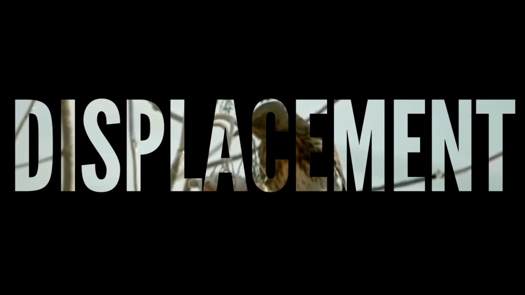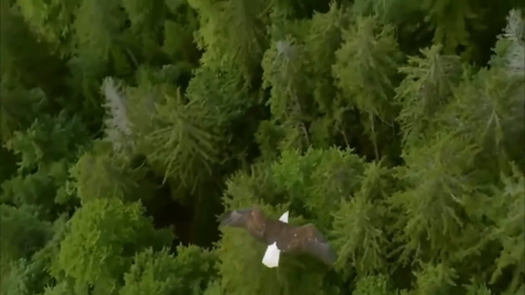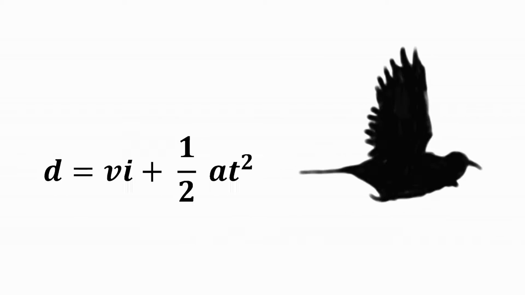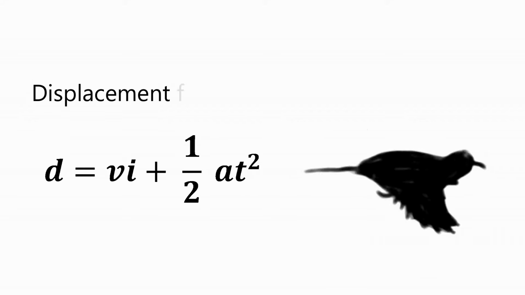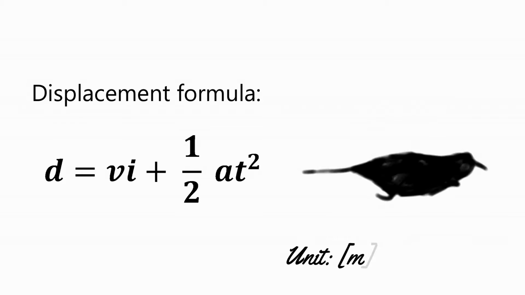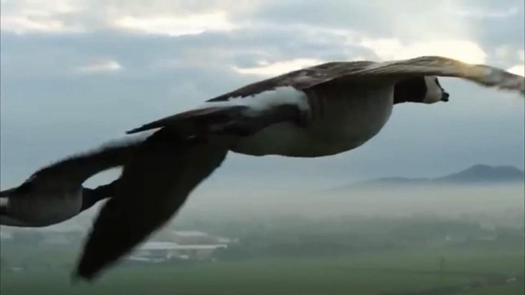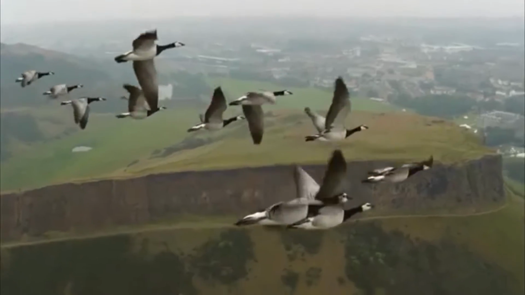Displacement. Displacement is the change from the initial to the final position of an object undergoing motion. To find the displacement of the bird, it can be calculated by measuring the final distance away from a point and then subtracting the initial distance. Displacement is key when determining velocity, which is also a vector.